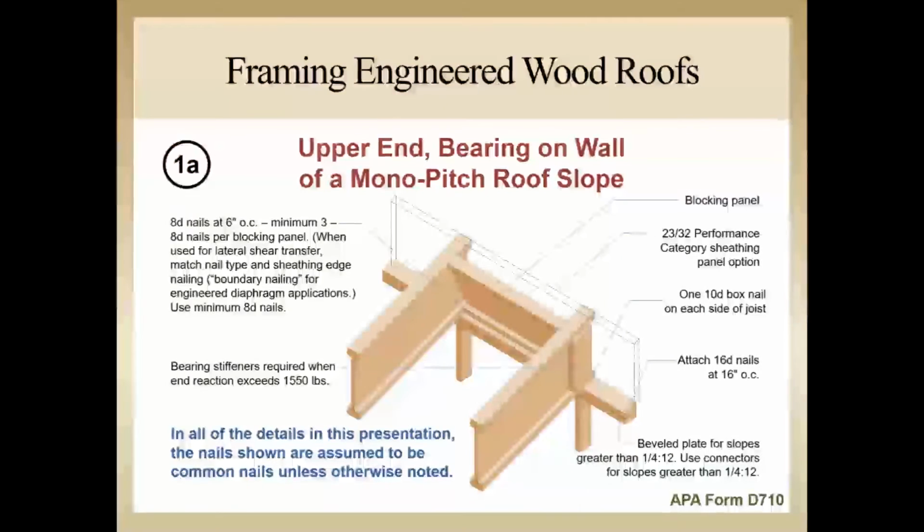This detail is used for monopitch or shed-type roofs where the rafters bear on a wall. Don't notch the bottom flange at the wall, but on this detail, instead use an extra wall plate that has been tapered or beveled to match the roof slope. Attach the beveled plate to the wall with 16-penny nails at 16 inches on center. If the pitch is greater than 4:12, connectors are required to resist lateral thrust. Those connectors need to be engineered to transfer the thrust.